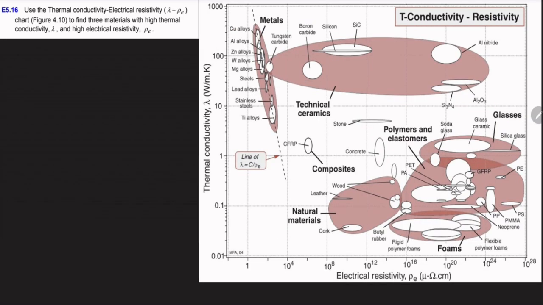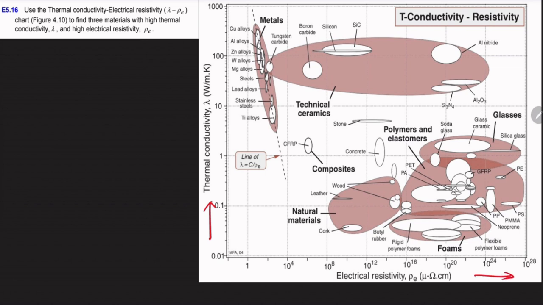So guys, for question 5.16, this is a straightforward question as well. They are telling us to find three materials with high thermal conductivity, so good conductor of heat, and high electrical resistivity. That means poor conductor of electricity. Looking at this chart, we are trying to maximize thermal conductivity and maximize electrical resistivity.